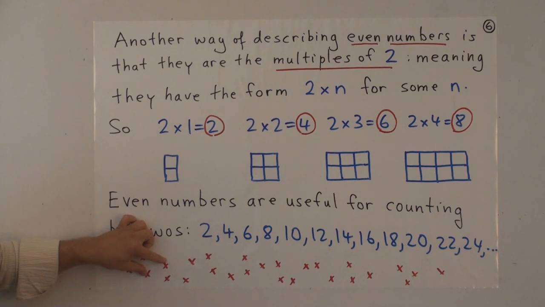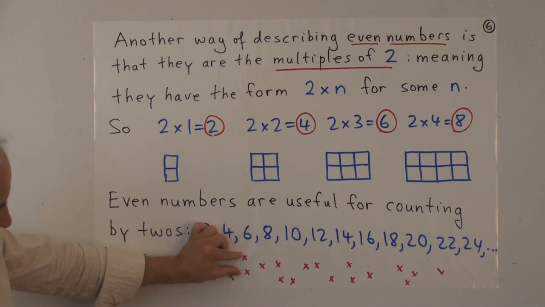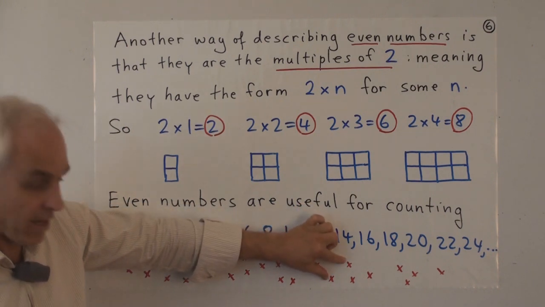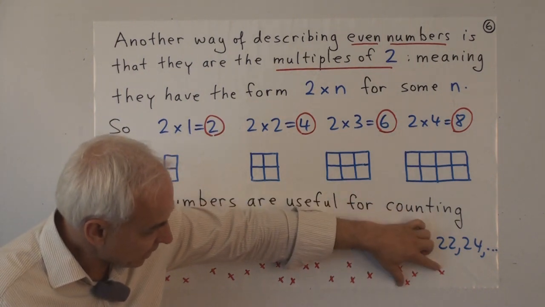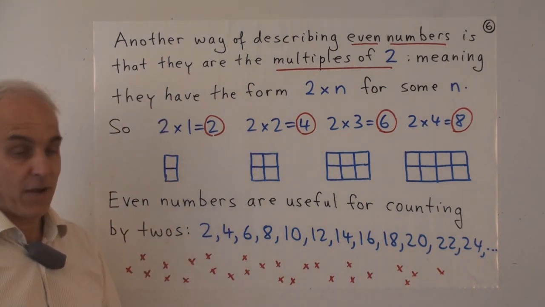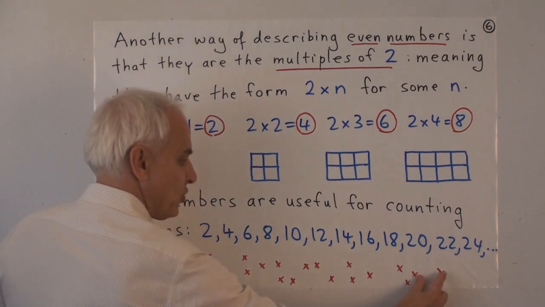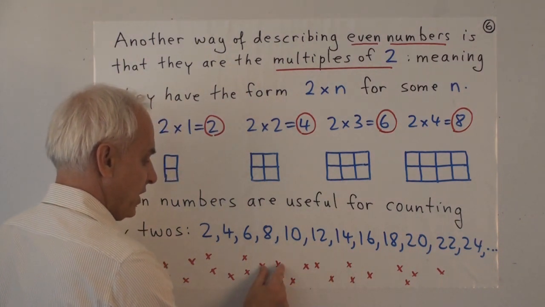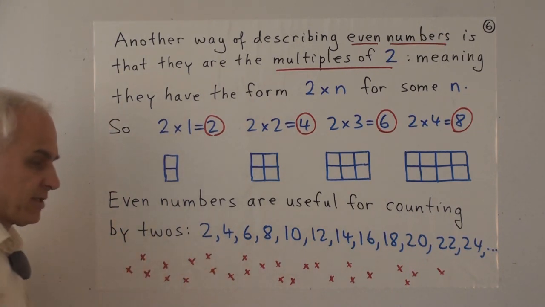So let's do that. 2, 4, 6, 8, 10, 12, 14, 16, 18, 20, 22, 24, 26. There are 26 stars. Let's check that with more standard notation. Maybe we'll work this way to see if we get the same answer. 2, 4, 6, 8, 10, 12, 14, 16, 18, 20, 22, 24, 26.